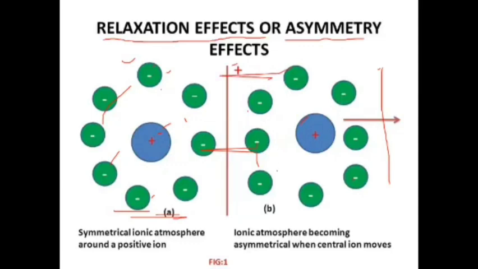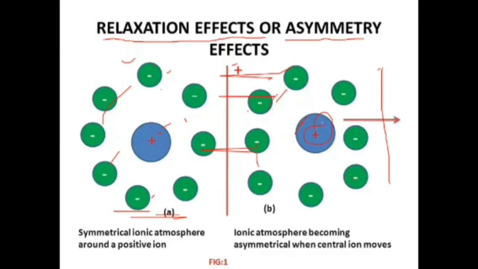So due to this, the positive ion experiences much force. See this one, the positive ion experiences a much force of attraction from behind, which is called the retarding force. So this is known as retarding force.